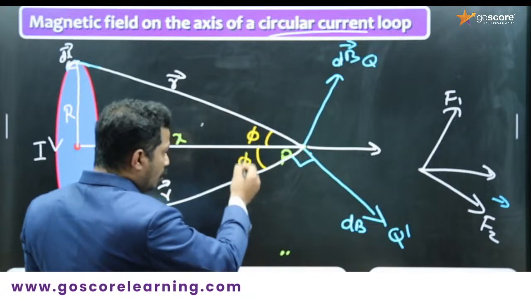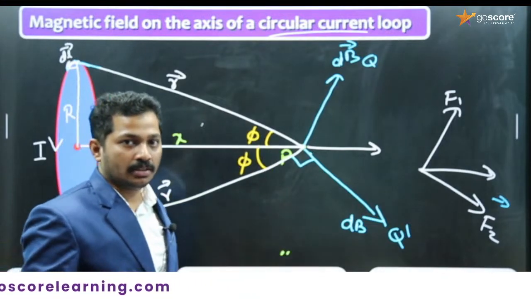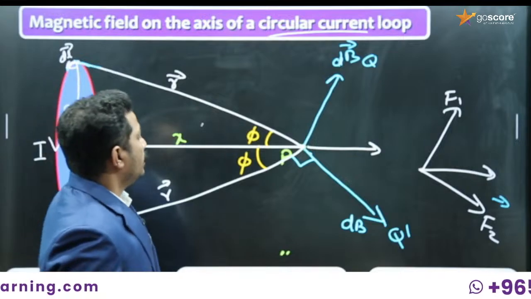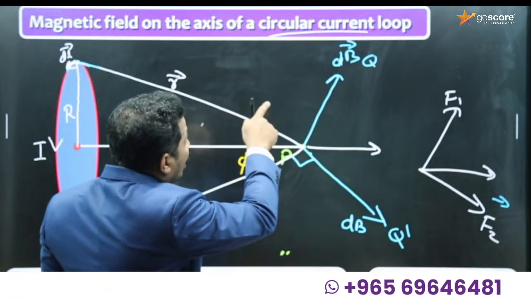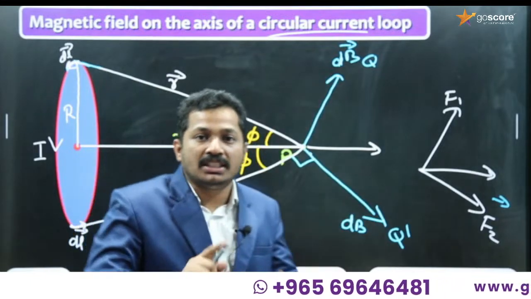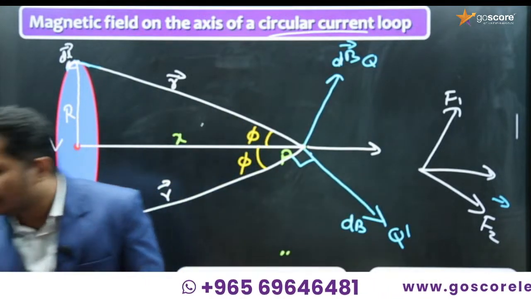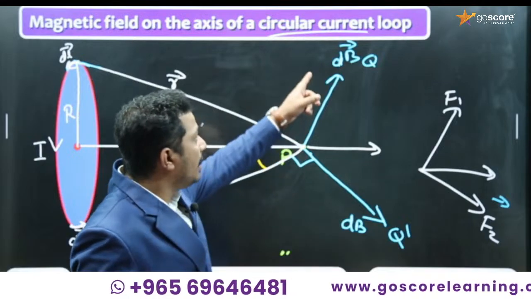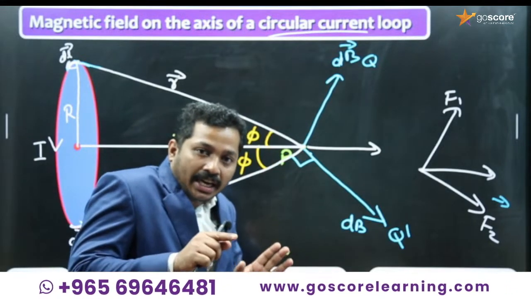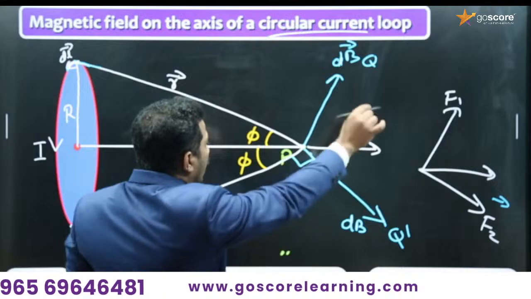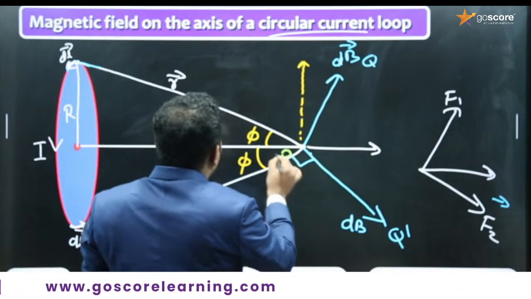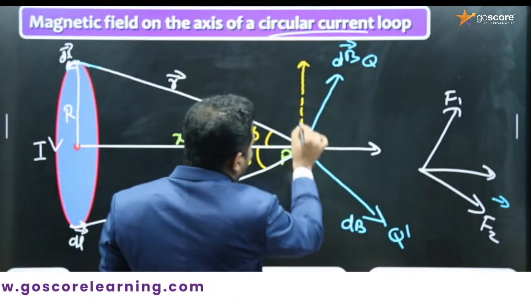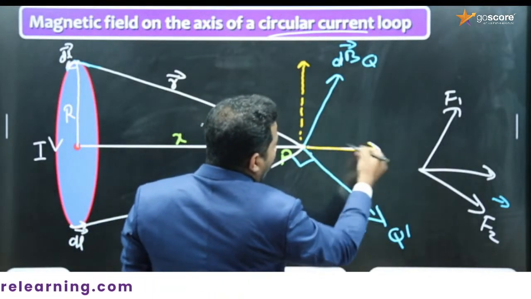This will also be phi, right? This will also be phi. Then I wish to split the magnetic field dB into its rectangular components. Is that okay? I am going to split dB in such a way that I need two components: one perpendicular to x and the other along the axis, right?